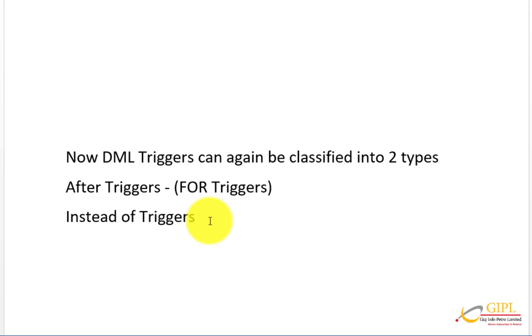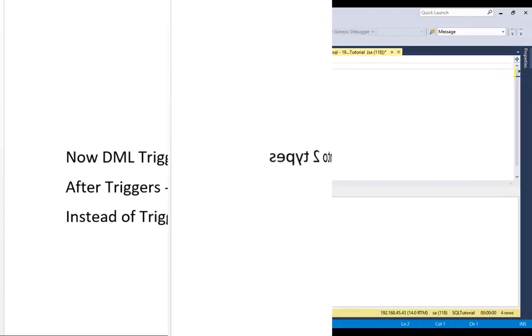After triggers are sometimes also called for triggers. Now let's understand the difference between after triggers and instead of triggers. After triggers, as the name says, fire after the triggering action. The triggering action could be insert, update, delete. Whereas instead of triggers, as the name says, fire instead of the triggering action. For example, when you try to insert a row into a table, instead of inserting that row into that table, if there is an instead of trigger, that can fire.